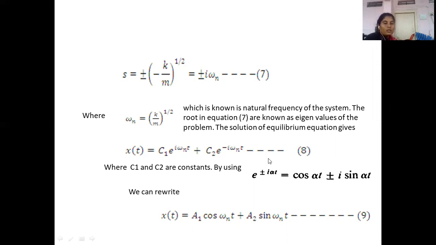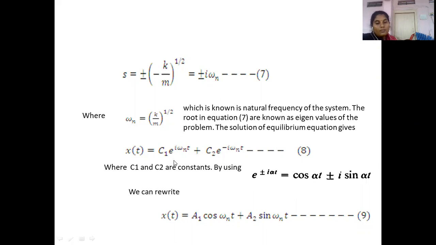Okay, please write down these formulas. e raised to plus or minus i alpha t is equal to cos alpha t plus or minus i sin alpha t. Okay, you put these values in terms of x of t. So x of t will become C1 in bracket cos alpha t plus i sin alpha t, bracket complete, plus C2 into cos alpha t minus i sin alpha t. Okay, so that is how the equation number 8 becomes.